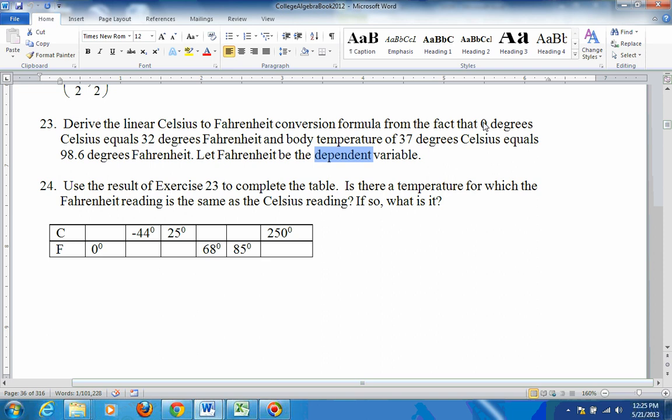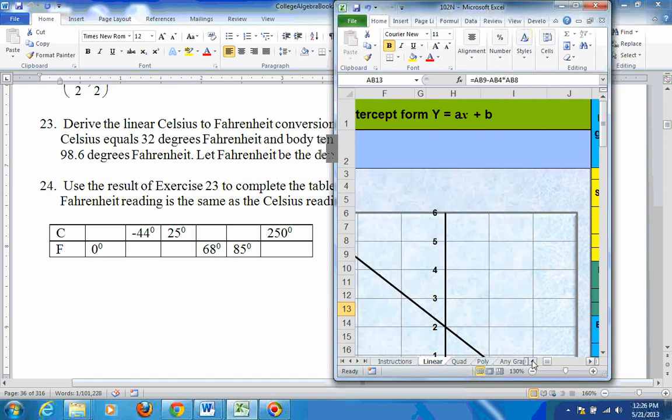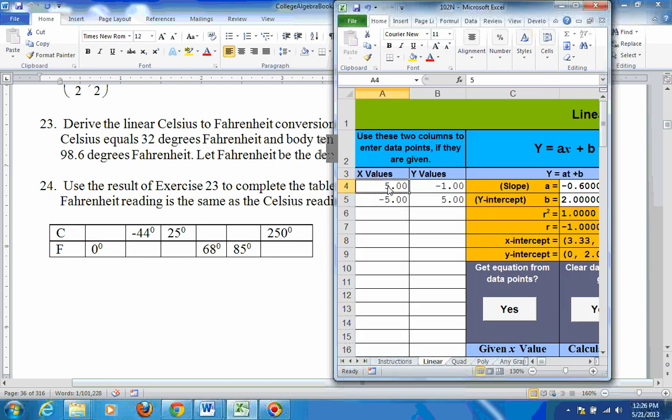A point comes as x, y, so a point for us is going to come as C, F, Celsius, Fahrenheit. Now here's a point. Celsius is 0 and 32 degrees Fahrenheit. So we get a point 0, 32. So let's go over here. 0, 32, and we get another point at, I believe it was 37, 98.6.